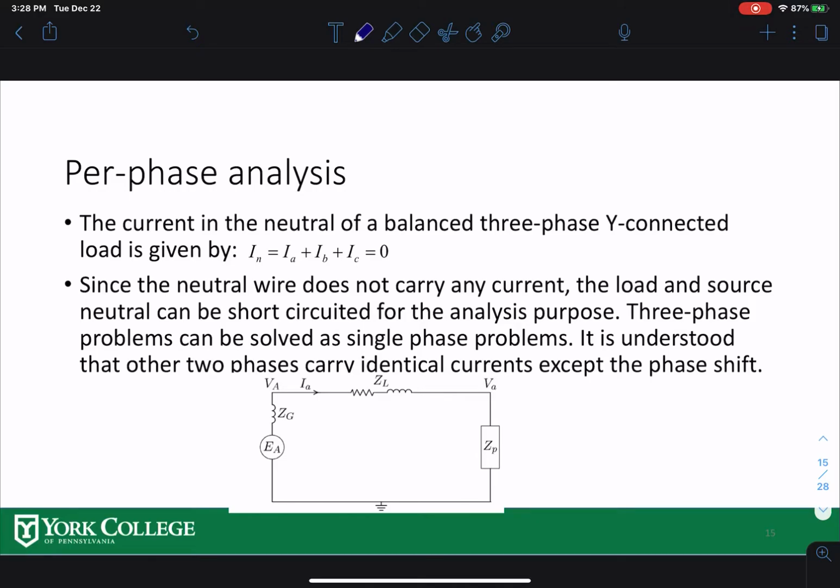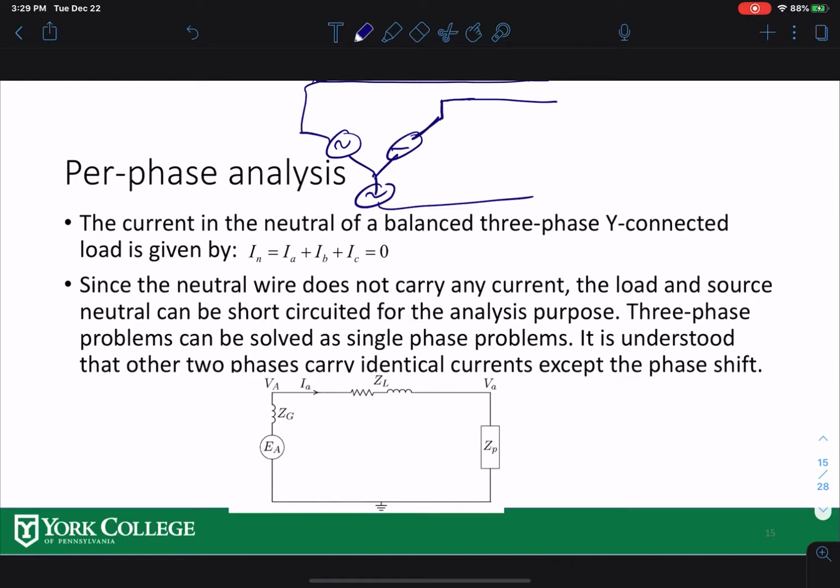Now, we're talking about a balanced system. A balanced system means that all phase quantities are the same, and the only difference is the angle. So, for example, if I have a three-phase generation here, and I'm connecting that to a load, I can convert it to delta or Y as I need. Let's say we have a Y connected load here, and each load has an impedance of Z_P.